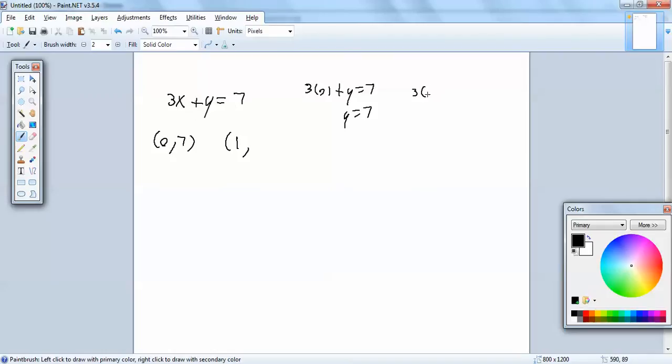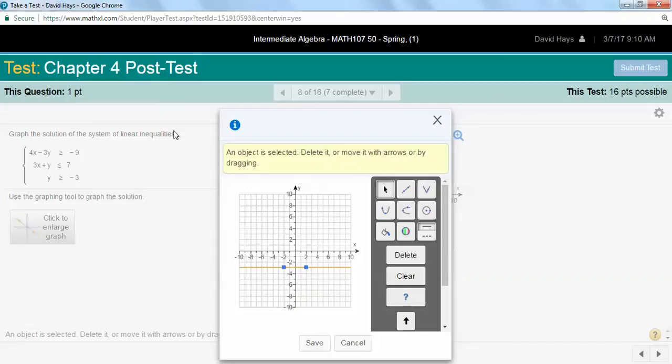So we got 3 times 1 plus y is equal to 7. 3 plus y is equal to 7. Take the 3 over, and we end up with y is equal to 4. So 0, 7. Now this is less than or equal to, so it's a solid line again. 0, 7 and 1, 4. And you see in the upper right, it tells you what your point is. 1, 4. So that'd be that line.